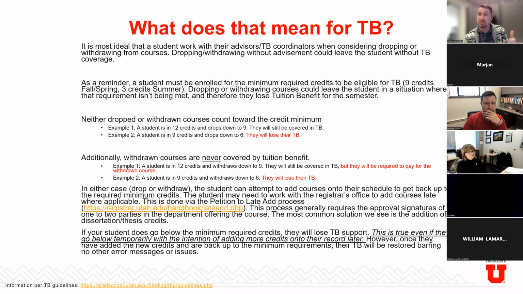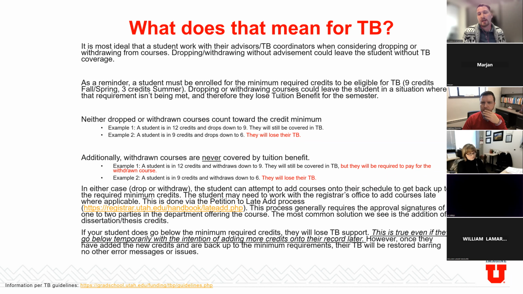If you do have a student who does something like that, where they drop down and then add something after, there's a very good chance that with the delay of processes, they're going to see a temporary tuition bill pop up where they go below the minimum. All of a sudden, the bill pops up. Now they're above the minimum again, and it's fixed.